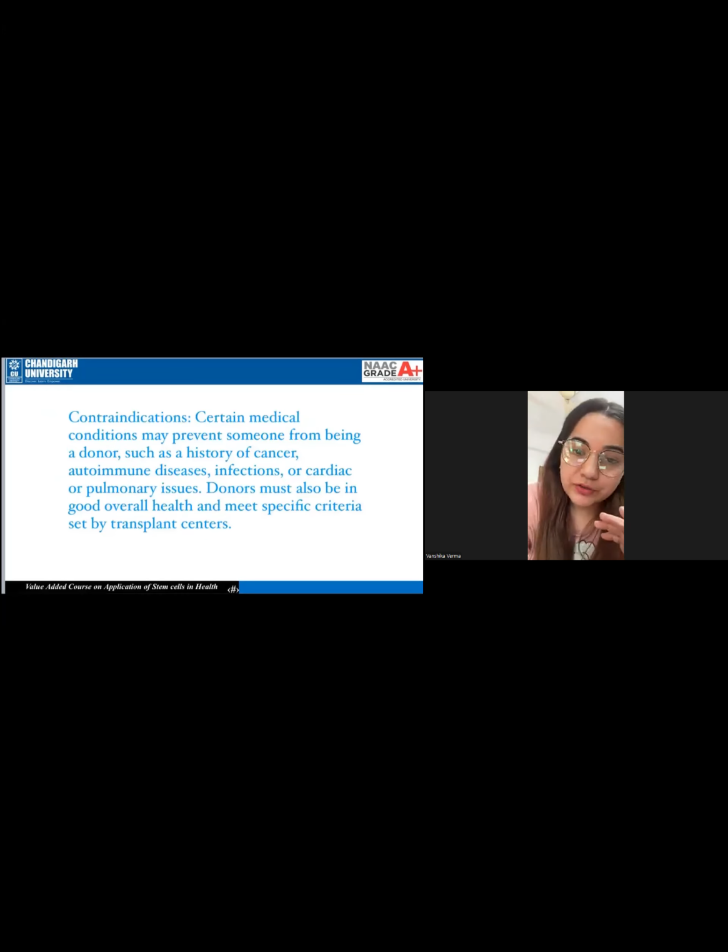Okay. And if I talk about the contraindications, certain medical conditions may prevent someone from being a donor, such as a history of cancer, autoimmune disease, infection, or cardiac or pulmonary issues. The donor must also be in good overall condition. He should not have any problem. There should be no complication of infection or whatever disease has been mentioned here. So he should be within the proper criteria of the transplant center.